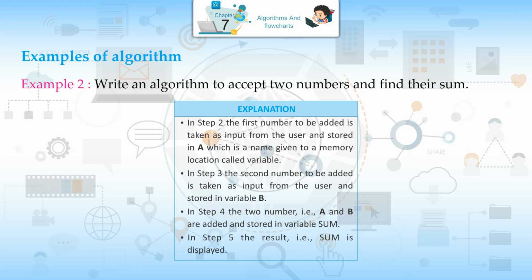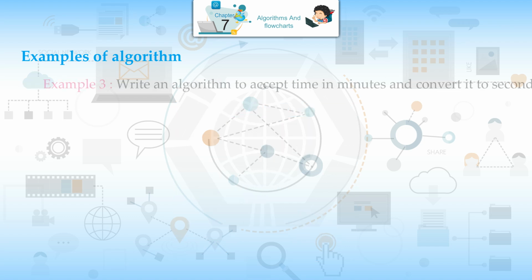Explanation. In step 2, the first number to be added is taken as input from the user and stored in A, which is a name given to a memory location called a variable. In step 3, the second number to be added is taken as input from the user and stored in variable B. In step 4, the two numbers, that is A and B, are added and stored in variable sum. In step 5, the result, that is sum, is displayed.